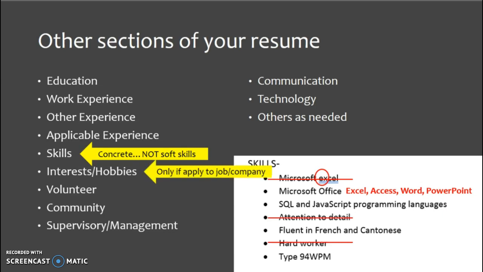And the other thing that I want to mention, for interests and hobbies, you only want to include it if it applies to the job or the company. For example, if you are maybe going for an accounting job and you, in your research, realize that they have a yearly golf tournament, and if you play golf, great. Include it in interests and hobbies. But if you include scuba diving and that company has nothing to do with scuba diving, it's just a waste of space. So only use it if it applies to the job or the company.